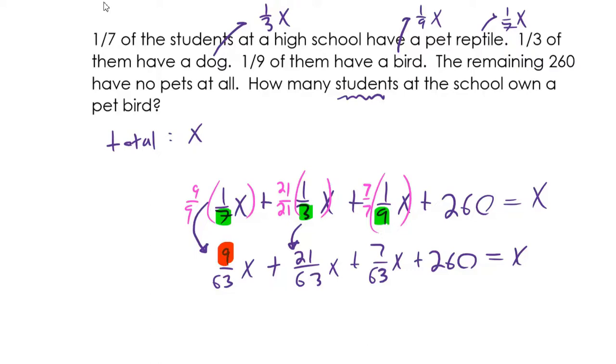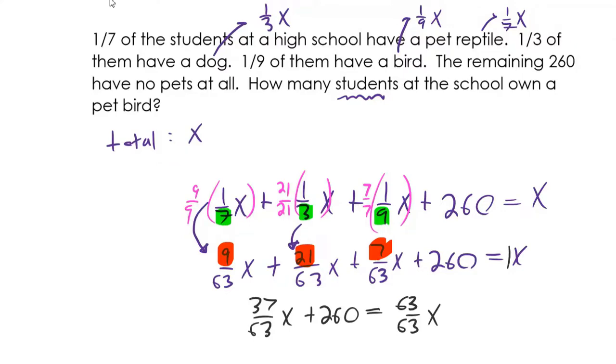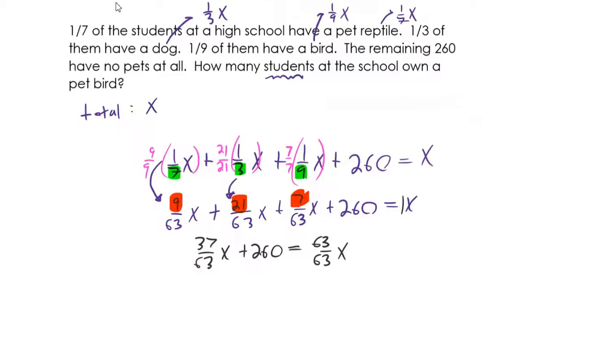Combine these three numbers. So 9 plus 21 plus 7 gives you 37. So 37 out of 63x plus 260 equals, well, this is a 1x here, but because we have a denominator of 63, I'm going to replace that with 63 over 63. Any number over itself is equal to 1, so we didn't actually change anything here. But now we can take away 37 over 63x from both sides.